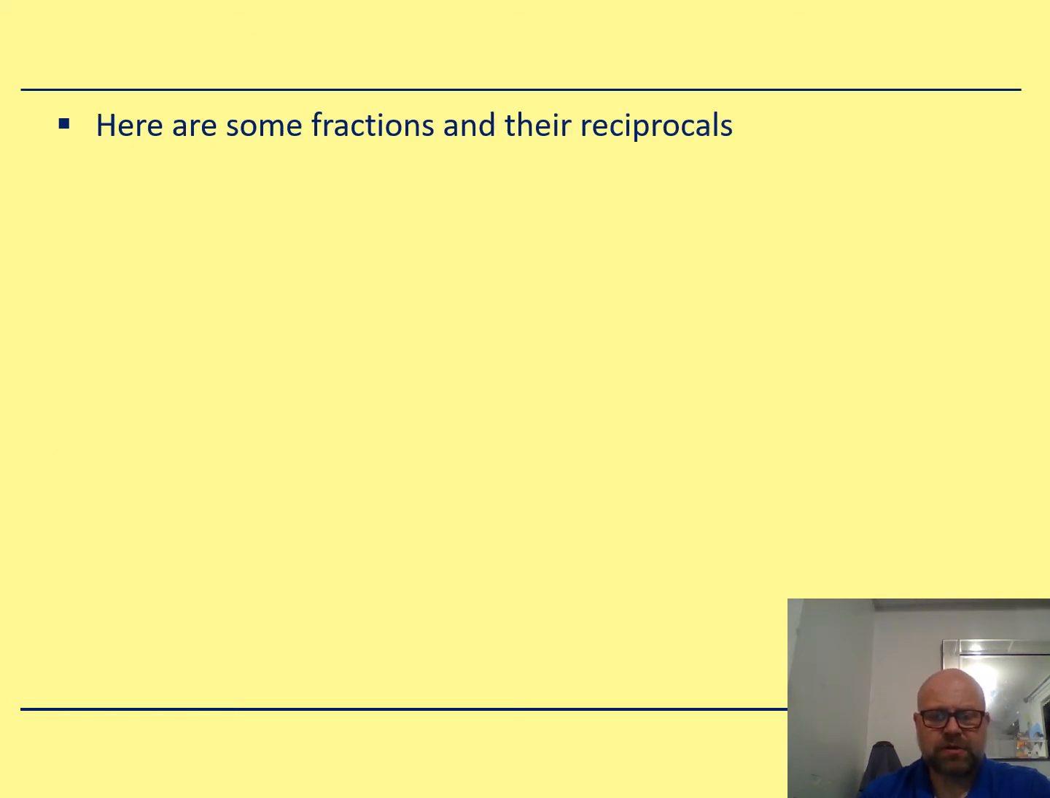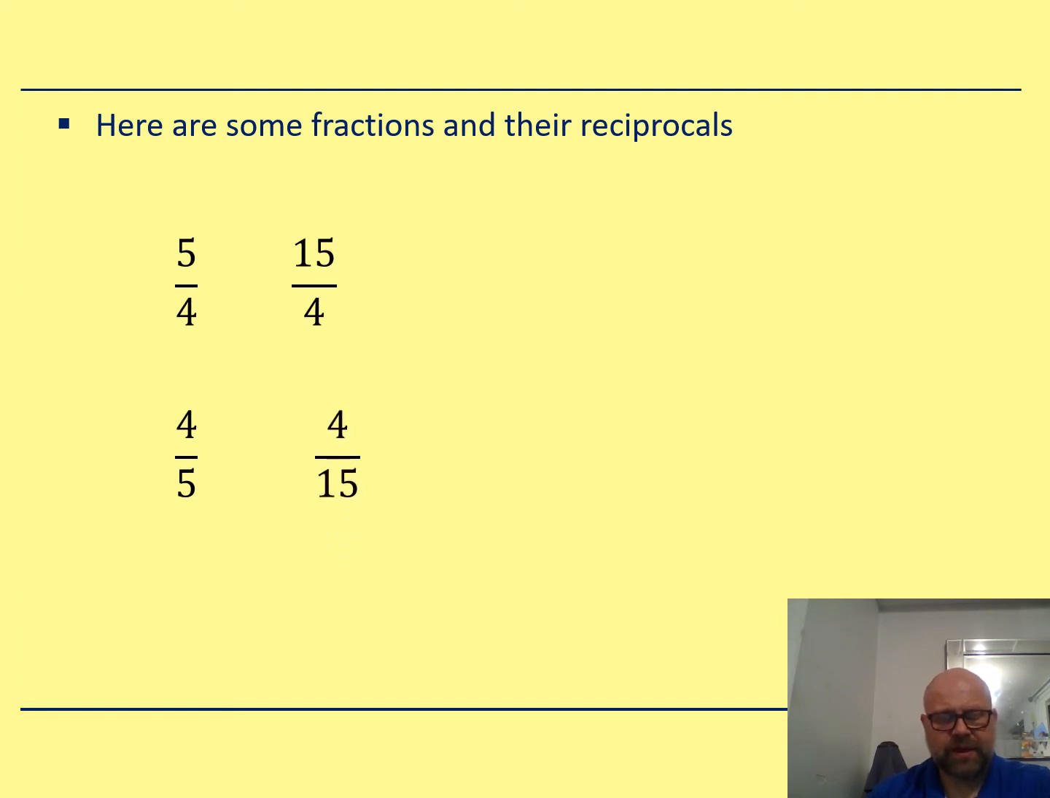So here are some common fractions and their reciprocals. Have a think. What do you think the reciprocal of 5 over 4 is? It's 4 over 5. What do you think the reciprocal of 15 over 4 is? It's 4 over 15. What do you think the reciprocal of a quarter is? So it's 4 over 1, so it's a whole number.